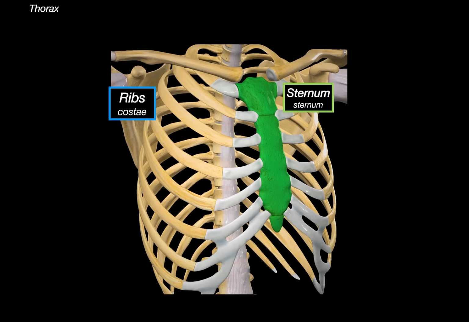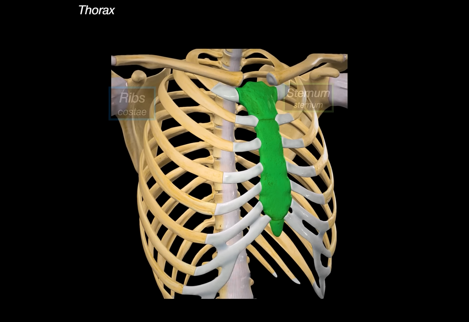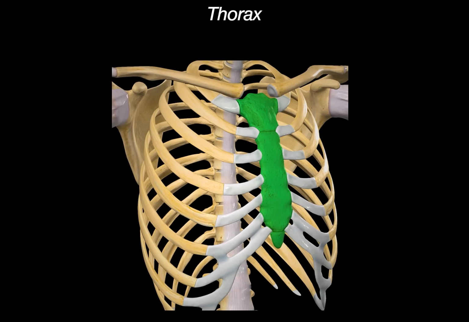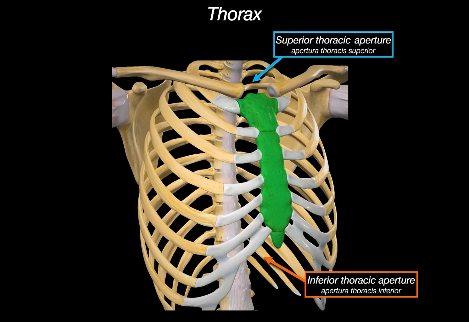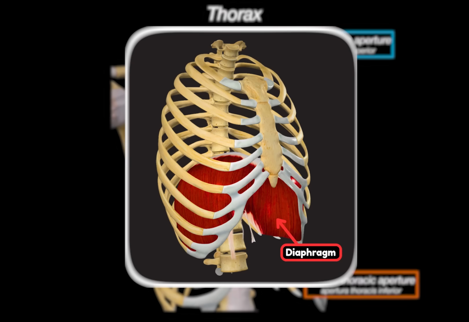So, that was the detailed anatomy of the ribs and the sternum. Now, when you look at the thorax as a whole, at the top, we have the superior thoracic aperture, bordered by the manubrium, first rib, and the T1 vertebra. This is a narrow opening through which the trachea, esophagus, subclavian vessels, and the brachial plexus pass between the thoracic cavity and the neck. Inferiorly, we have the inferior thoracic aperture, a wide opening formed by the xiphoid process, costal margins, and the 12th thoracic vertebra. This opening is closed off by the diaphragm, separating the thoracic cavity from the abdominal cavity.